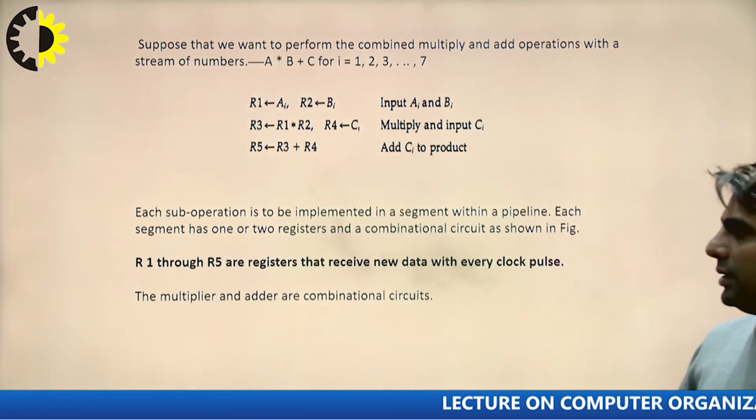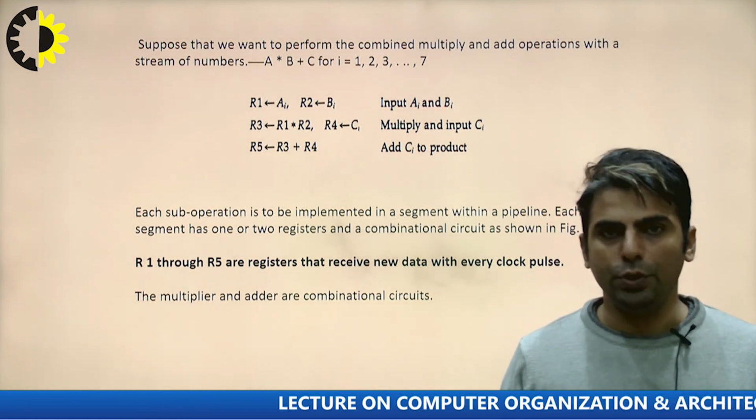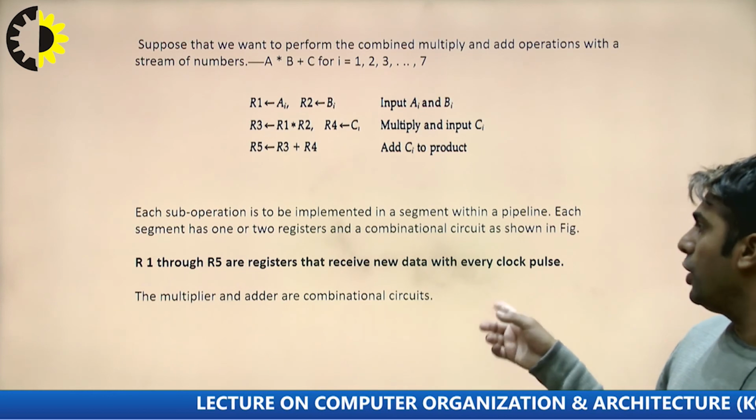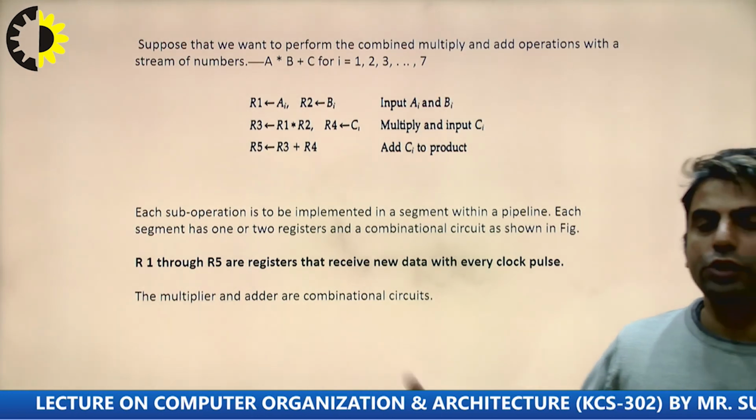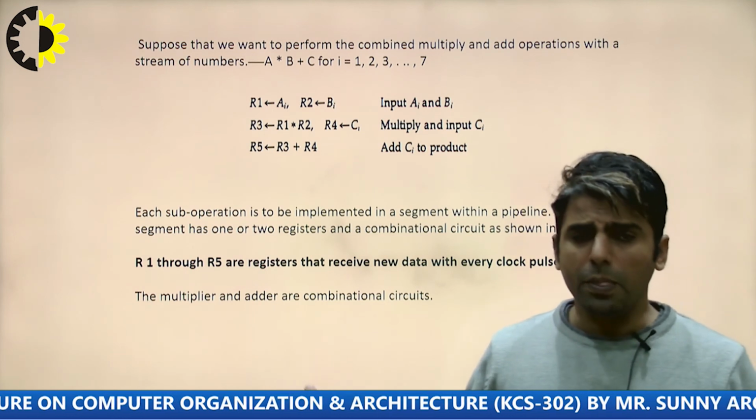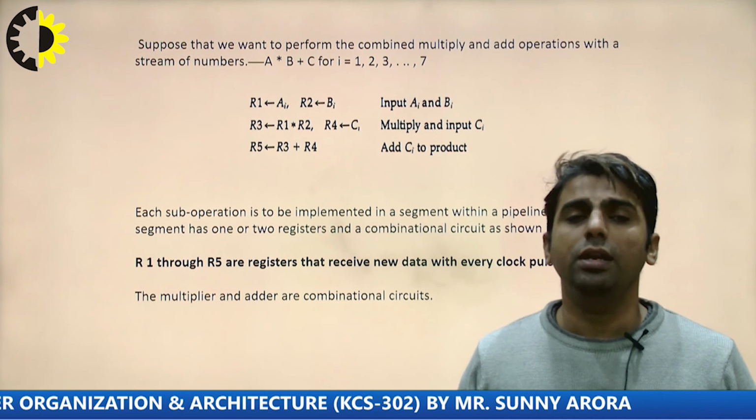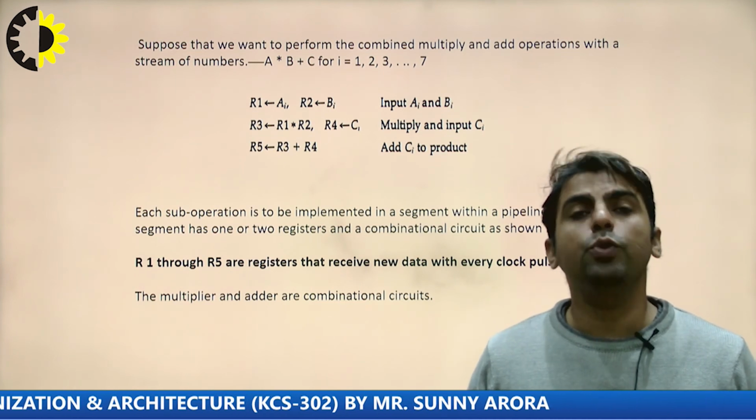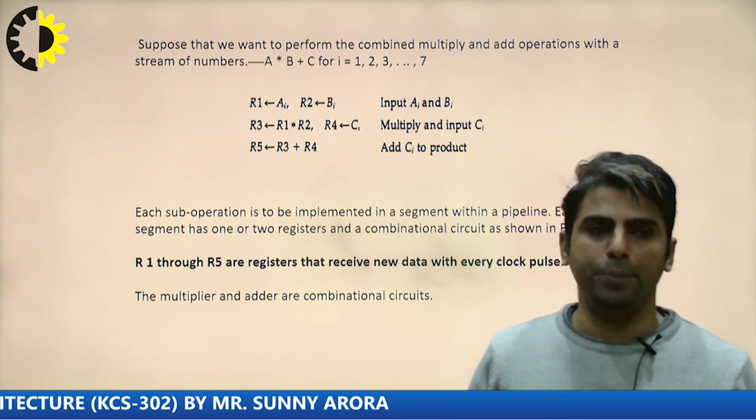So see this highlighted point: R1 through R5 are the registers that receive the new data with every clock pulse. This is what I was just explaining while showing that figure, in which all the registers are getting new values when they get a new clock pulse. On every new clock pulse, our registers are being updated.